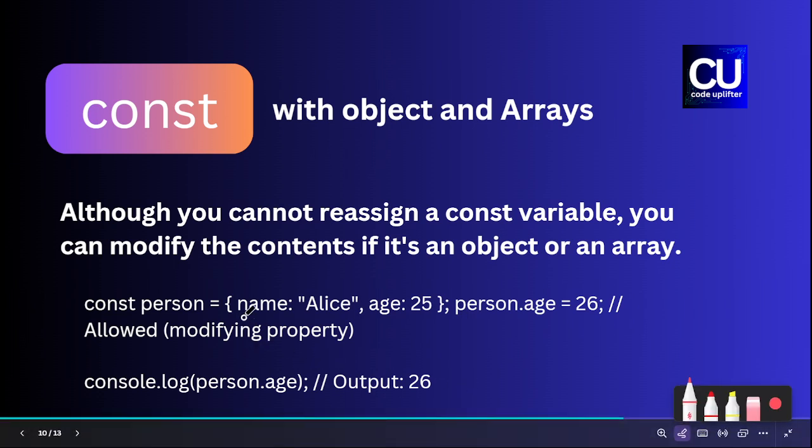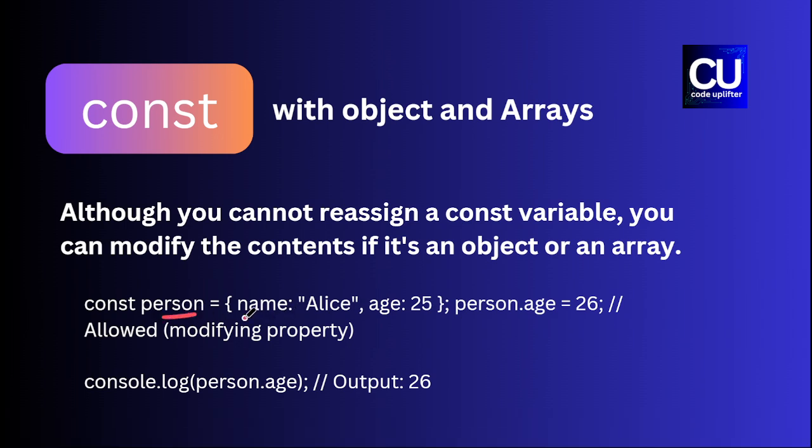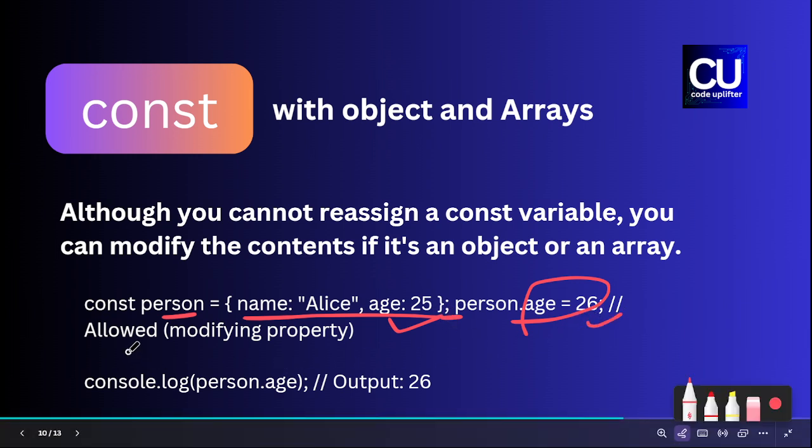So you can see, this is just an object I am declaring here with const. Right now I can write person.age equals 26, changing age from 25, so I am modifying the object. Now this is allowed.